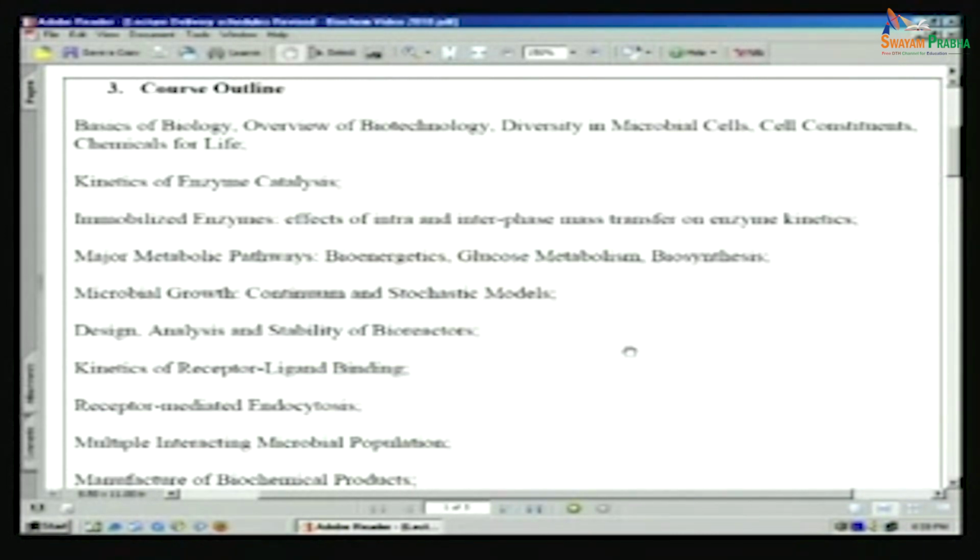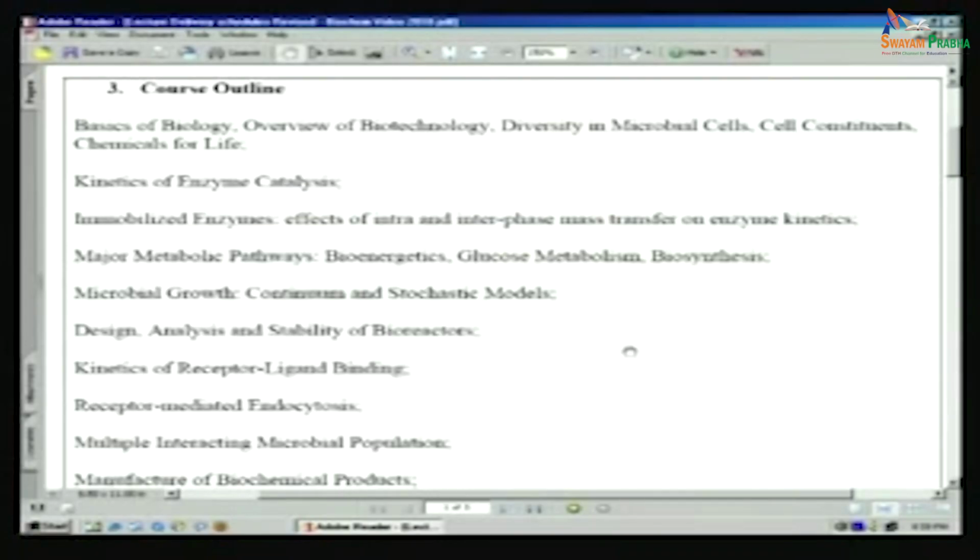Let me try and make this larger. So these are some of the things that we're going to cover. For example, basics of biology, overview of biotechnology, diversity in microbial cells, cell constituents, and so on. So essentially to give you an idea of how cells work, and in the earlier course that we did on transport processes, we had a sense of how cells work and what are the essential ingredients of the cell membrane, and so on.